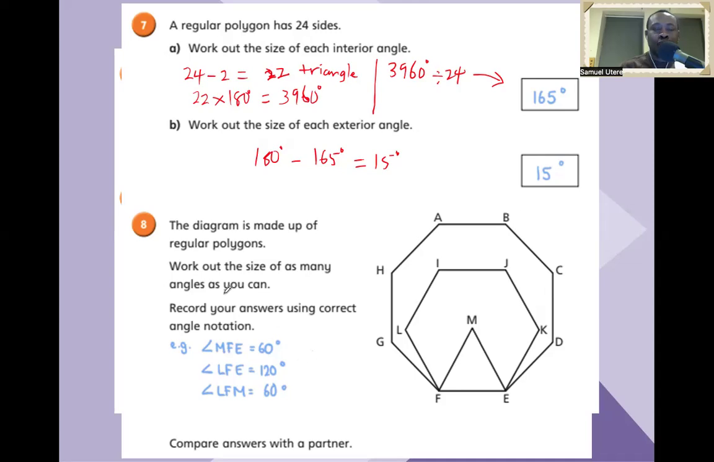Here, you were asked, the diagram is made up of regular polygons. Work out the size of as many angles as you can. Record your answers using correct angle notation. Of course, you can use different methods and different ways to solve this problem, but these are some of the angles that you could work out.